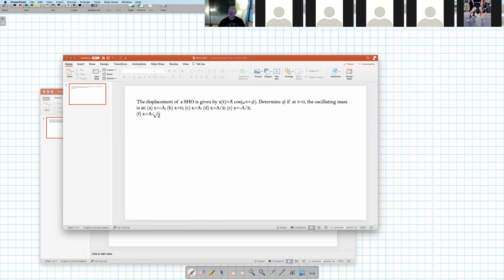So position as function of time is equal to the amplitude times cosine of omega t plus the phase factor. And then we're told where the particle is, or where the mass is, at time equal to 0 for all these different cases. So for case A, it's at negative of the amplitude. At case B, it's at the origin, so it's at equilibrium. Case C, it's at the amplitude. Case D, it's at half the amplitude. Case E, it's at negative half of the amplitude. And then finally, case F, it's at the amplitude divided by square root of 2. So we want to determine then, from these initial positions, what is this phase factor?